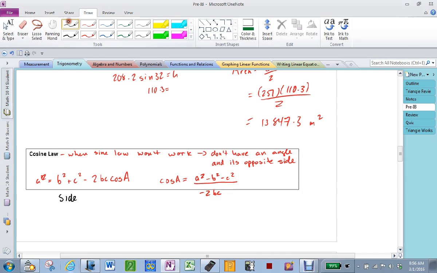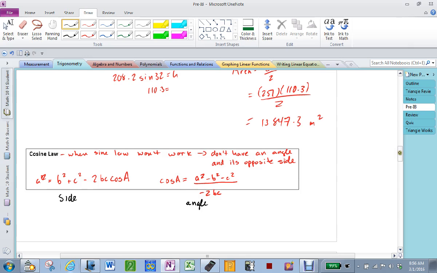And this will get you the angle. Now please notice it's not perfect, is it? Because what do you got to do at the end here to get your side? Square root. And what do you got to do here at the end to get your angle? Shift cos. Cool?